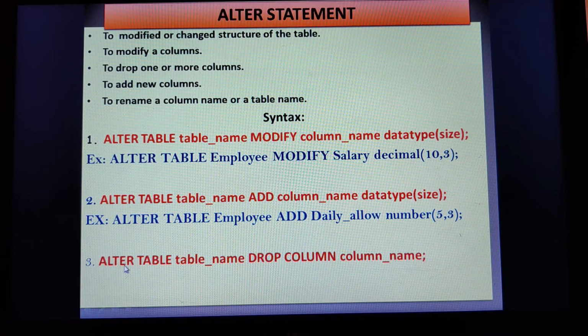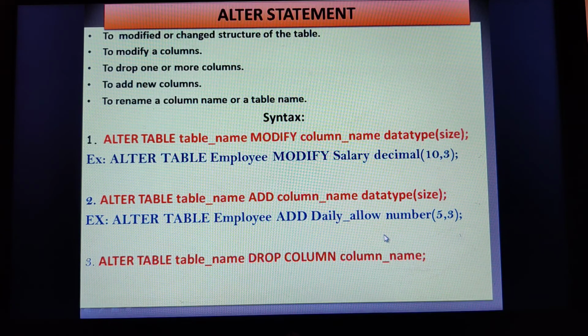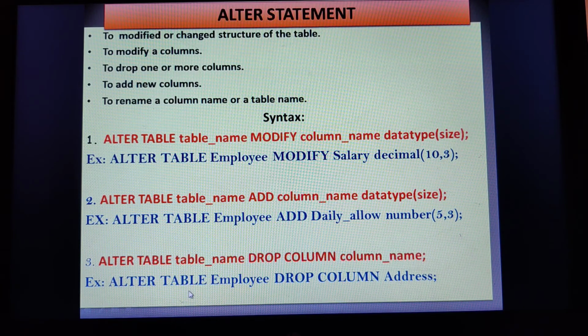How should the syntax be: ALTER TABLE table name, DROP is a keyword. Drop, then you have to mention which column you don't want. Okay, DROP COLUMN and then the column name. Here I can show you the example. Okay, one second students, I'll show you. Yes, so ALTER TABLE employee DROP COLUMN. What column do I have to drop? Address. Understood? So this is how you can drop a column by using the ALTER command.